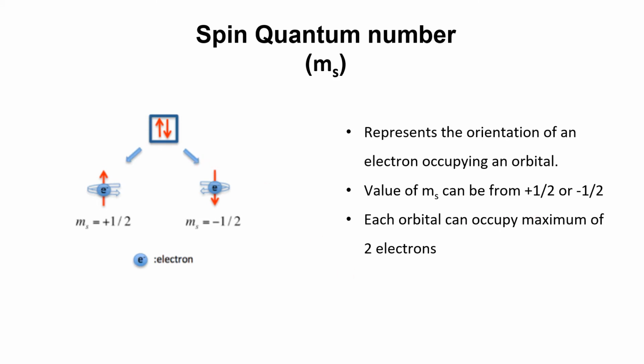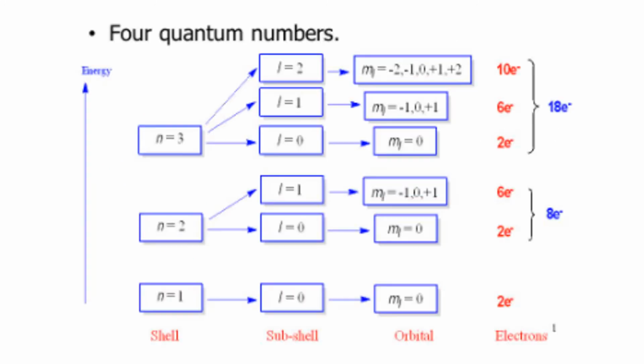So these quantum numbers tell us where the electrons lie. If I am talking about a particular element or atom, I can say which electron lies where. We will tell you more about it in the electronic configurations. So let's see a recap of the 4 quantum numbers.